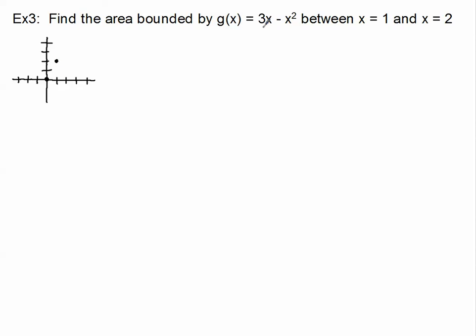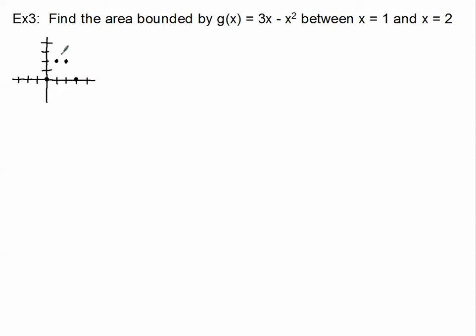Let's plug in a 2 next. If I plug in a 2, I'll get 6 minus 4. 6 minus 4 is 2, and 2 would be a point on my curve. Let's plug in a 3. If I plug in a 3, I have 9 minus 9. Well, 9 minus 9 is 0. Hey, I can see my symmetry right here.